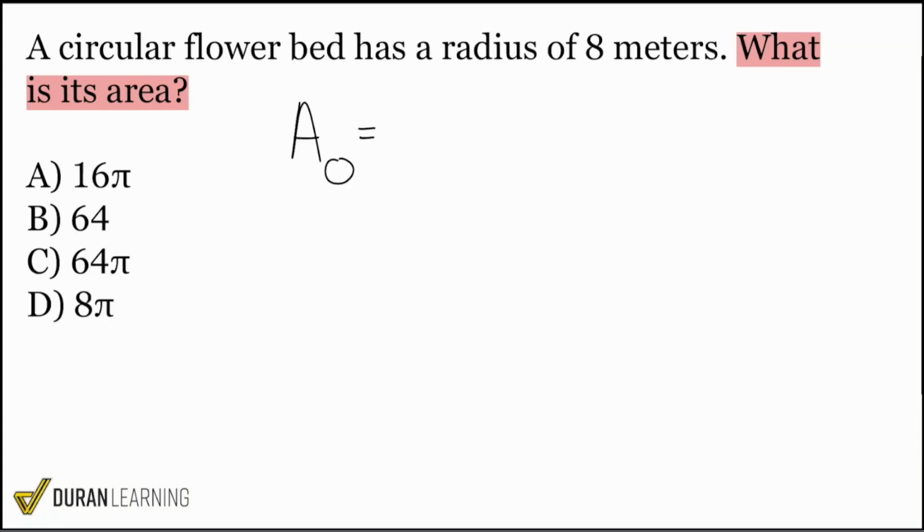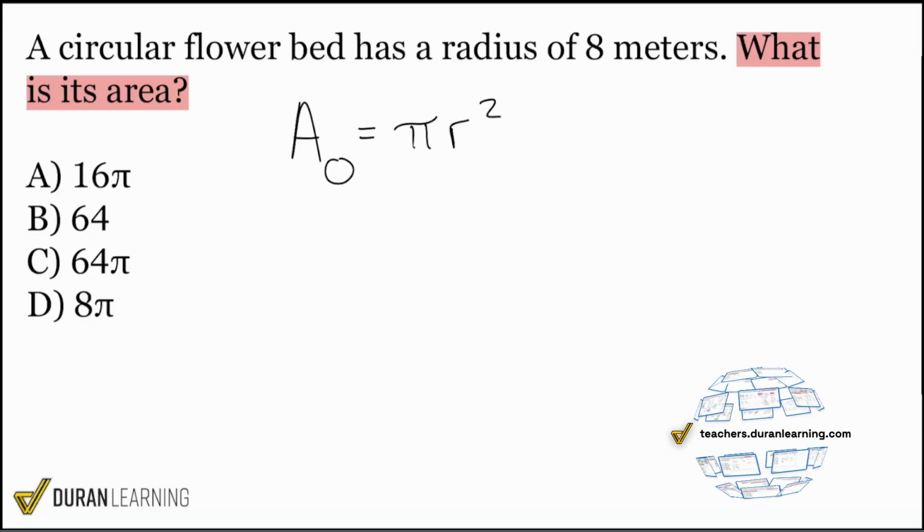And everybody, how many formulas are there for the area of the circle? Yeah, there's only one formula. And what is that formula going to be? The area is going to be equal to pi r squared. That's correct. Pi r squared.